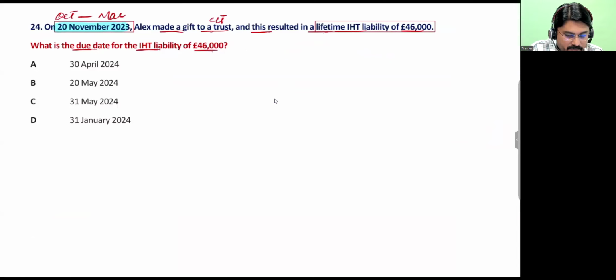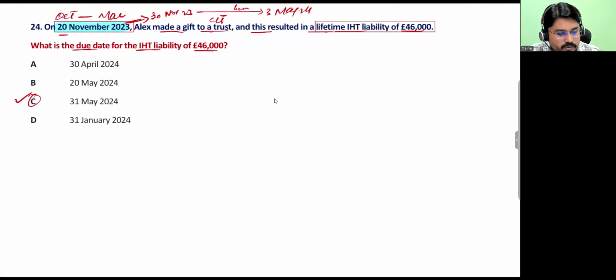For this, we have decided that the tax will be paid 6 months from the month end of transfer. So first of all, take the month end of this month. If an asset is transferred on 20th November 23, the month end date will be 30th November 23. If we start counting 6 months: December, January, February, March, April, May. So the relevant date will be 31st May 24. So C is the correct option for this question. Hope now you recall the relevant area.